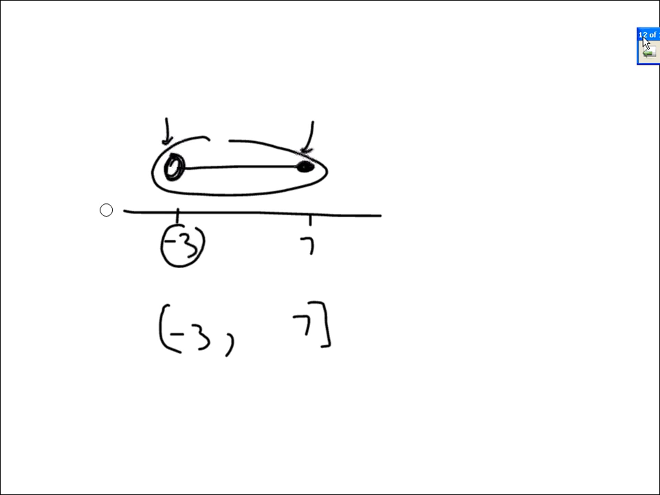And on that note, this finishes the section entitled Solving Inequalities. Work on these.